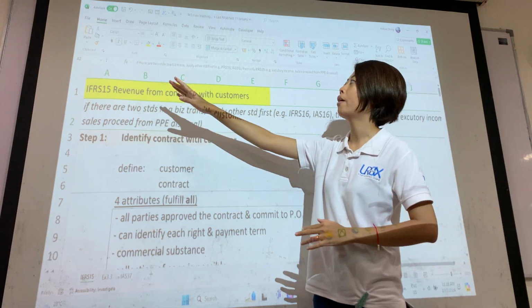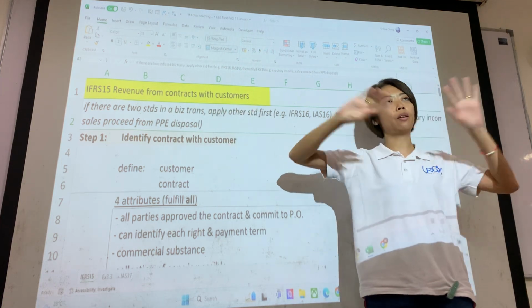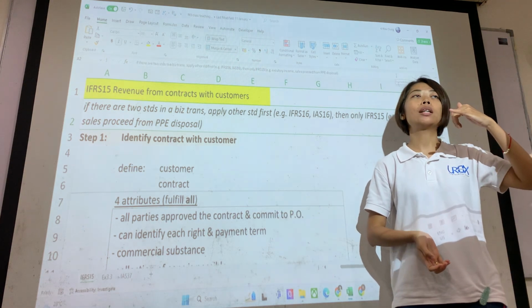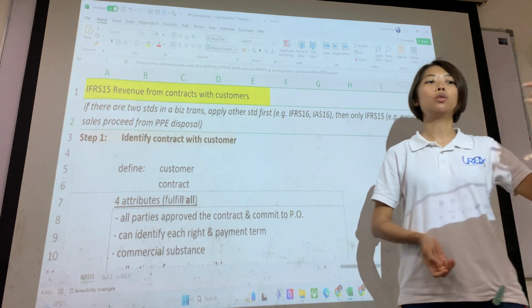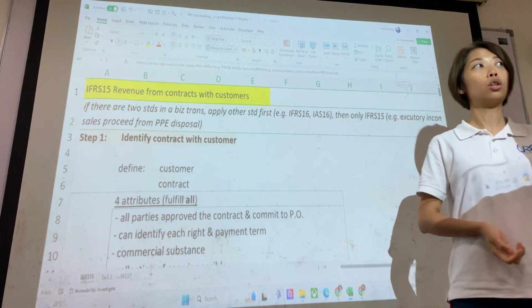So the name is called revenue from contracts with customers. Contract does not mean that you must have 100 pages of paper. A phone call can be a contract. For example, a bank calls you and asks if you want to buy insurance or not, then you get the benefits explained, and then you say, oh, okay lah, I want to buy.